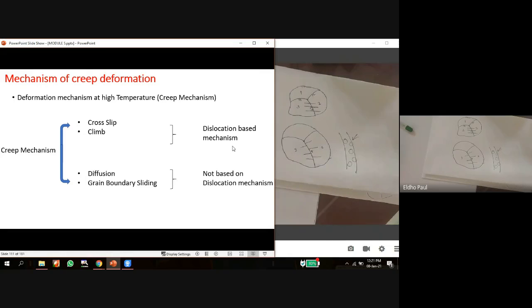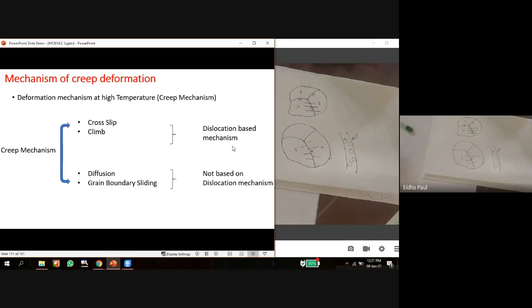Okay, and basically the creep deformation mechanism is not a single mechanism. Okay, it is a collection of different mechanisms like cross slip and climb. We already studied cross slip and climb in the second module, and diffusion, grain boundary sliding. So these are the four mechanisms which are the main reason for this type of creep deformation.